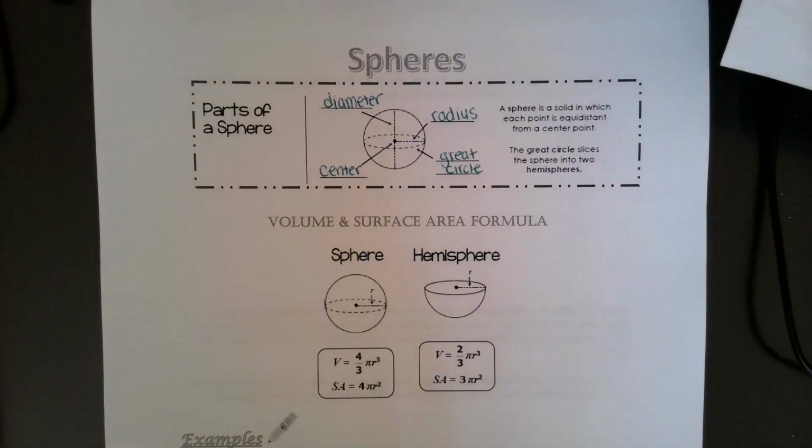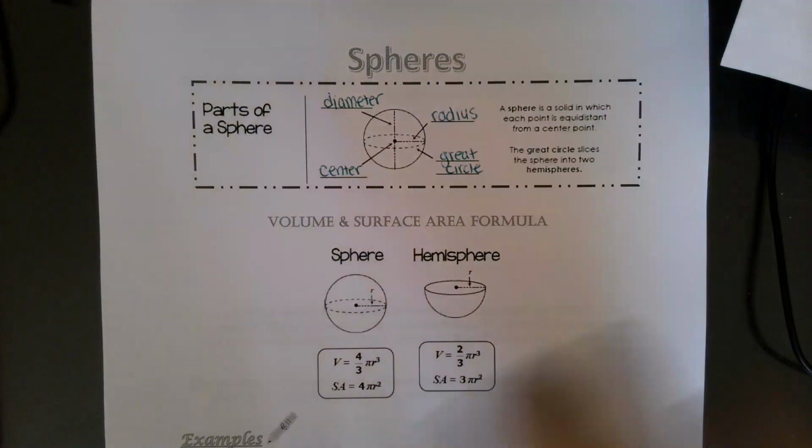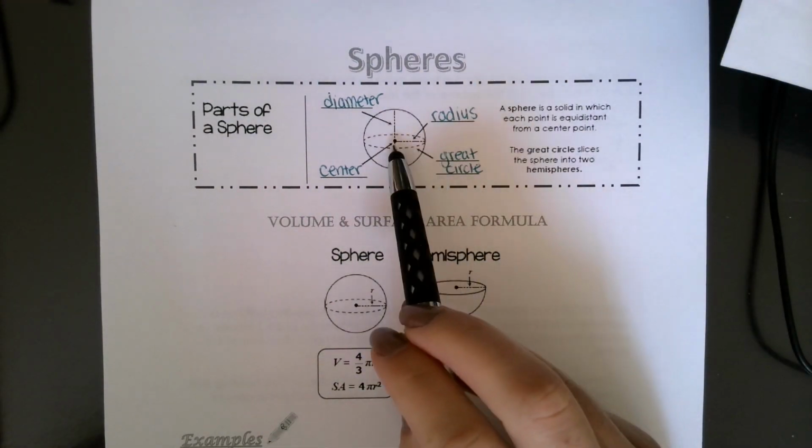In this video, we're going to talk about spheres. So what is a sphere? A sphere is a solid in which each point is equidistant from a center point. So it's very similar to the definition of a circle, because wherever your center is, the points are equal distance.